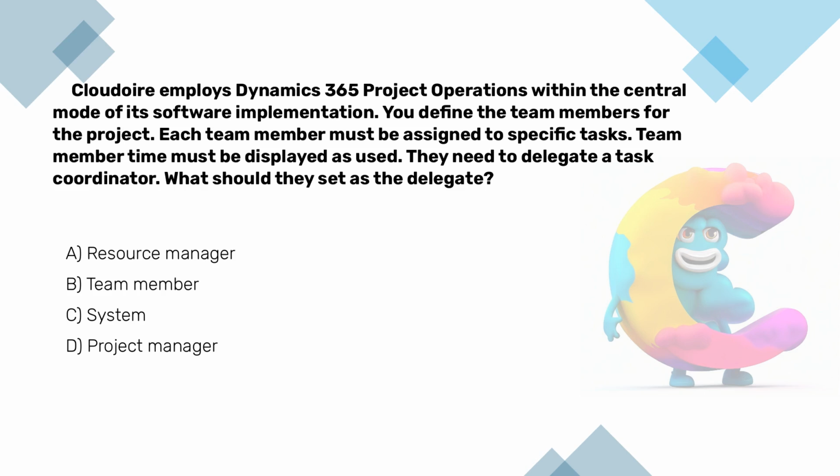We use Dynamics 365 Project Operations within the central mode of its software implementation. You define the team members for the project. Each team member must be assigned to specific tasks. Team member time must be displayed as used. We need to delegate a task coordinator. What should we set as the delegate? A. Resource manager. B. Team member. C. System. D. Project manager.